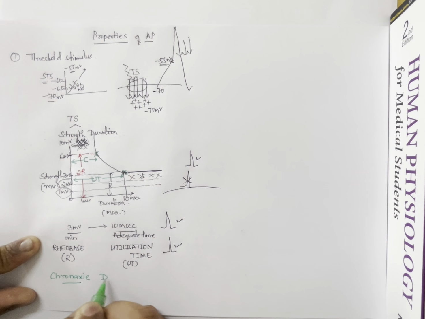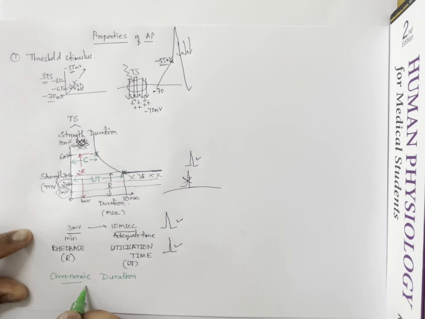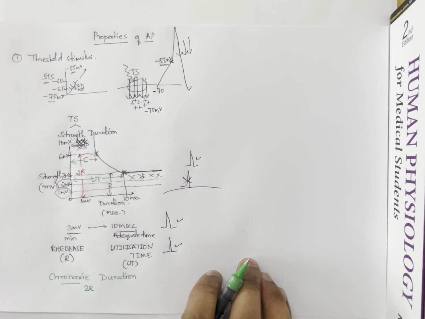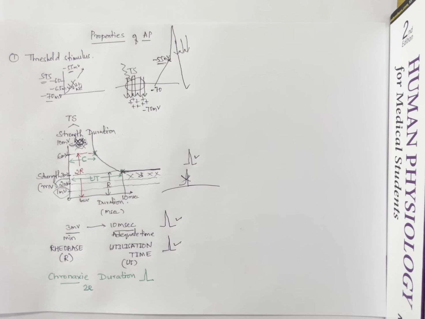Chronaxie is the duration when 2 times the rheobasic strength is applied. When 2 times the rheobasic strength current is applied, that will generate what? Action potential. You understood this? Yes. So what is the importance of this chronaxie now?